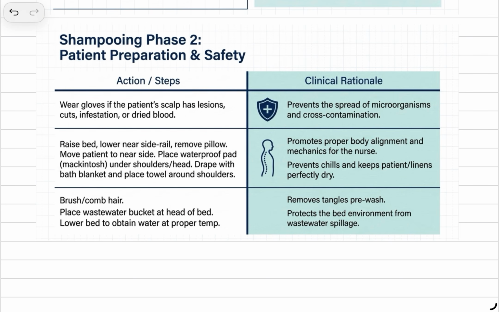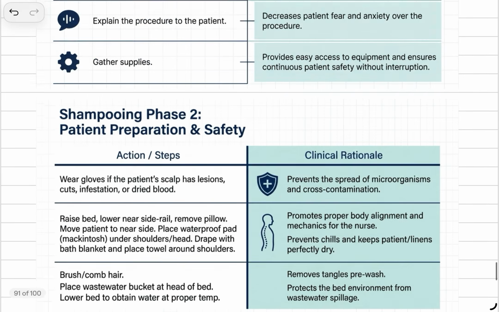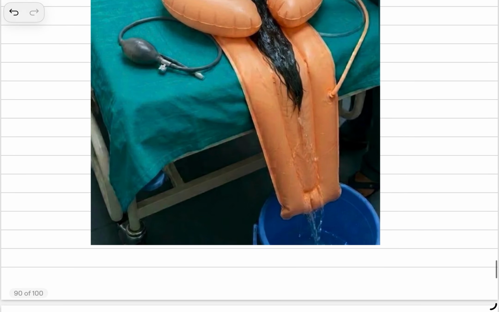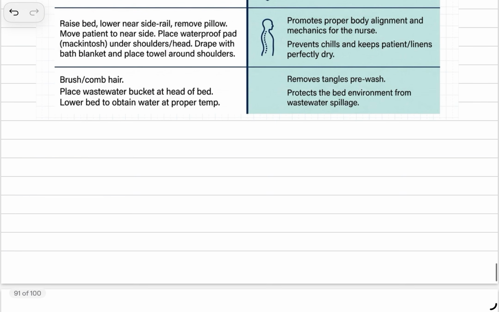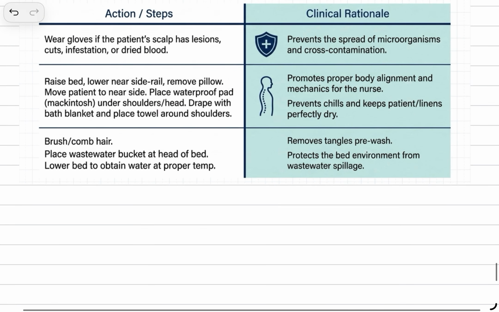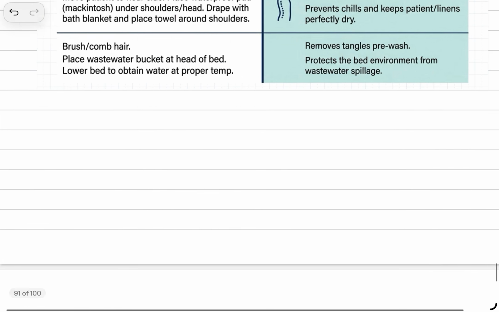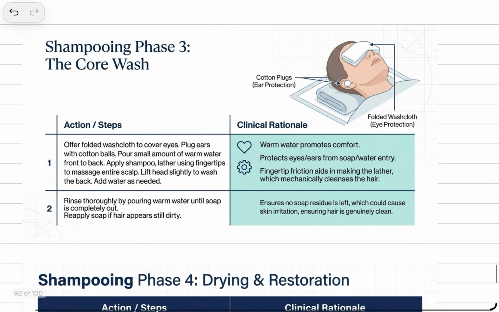Place the wastewater bucket at the head of the bed. As I said, the head side of the bed, we need to place the bucket. Are you understanding? Yes. So why do we have to place the wastewater bucket, sir? To protect the bed environment from wastewater spillage. Are you understanding? We need to protect the bed. Okay. Now coming to the core washing.